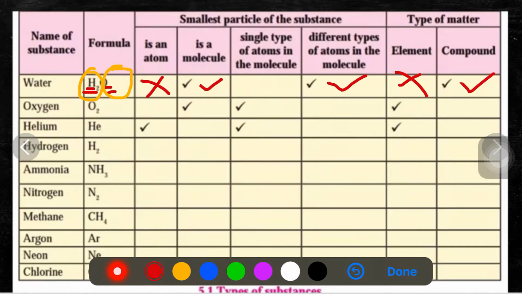Now O2, I taught you this is a molecule. Then single type of atom? Yes, see, only oxygen is present. Then is it an element? Yes, it's an element present in a diatomic state. This you are going to learn in detail in your further standards. Now next is He, that is helium. Is it an atom? Yes, helium is written as an atom. Is it a molecule? No. Is it a single type? Yes. Is it an element? Yes. So now I hope you all understood. You are going to do this entire table in your notebook.